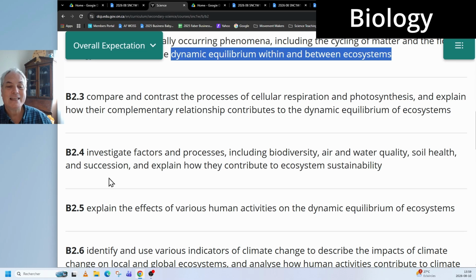B2.4. Investigate factors and processes including biodiversity, air and water quality, soil health, and succession, and explain how they contribute to ecosystem sustainability.